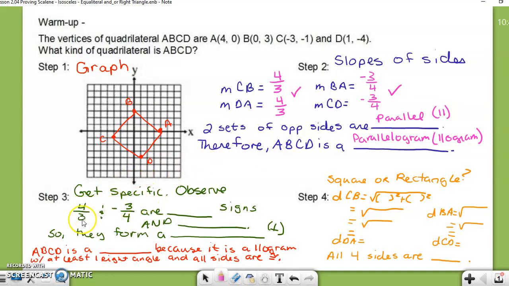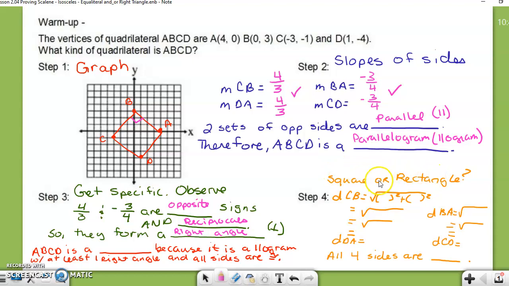I noticed that 4/3 and -3/4 are opposite signs. One's positive, one's negative, and they are reciprocals, meaning that they're flipped fractions, so they're perpendicular, so they form a right angle. Now I know I've got a parallelogram with at least one right angle. So I have to determine, is it a square or is it a rectangle?